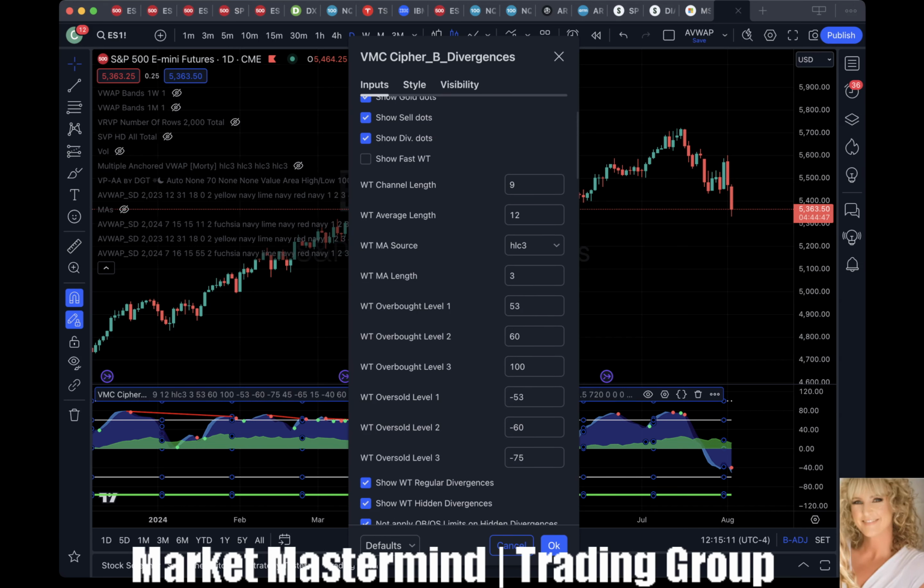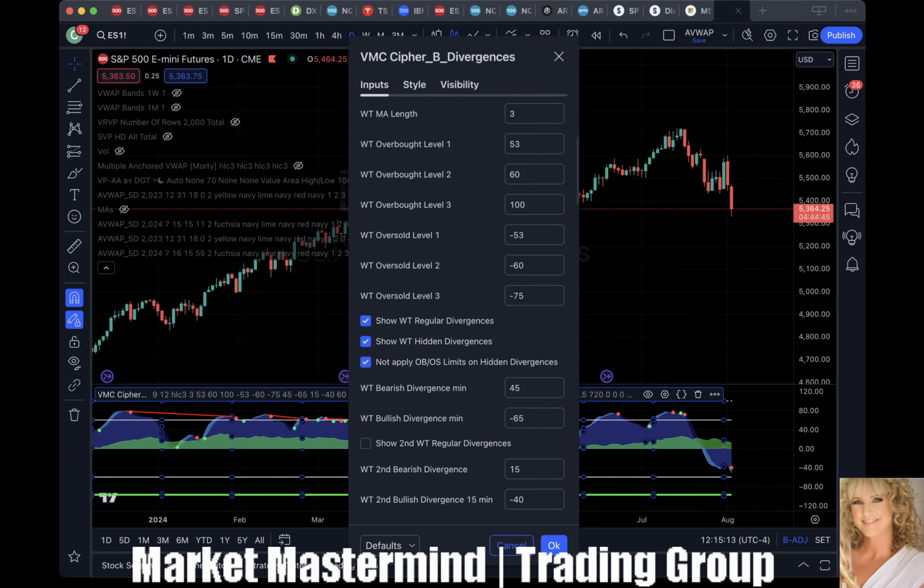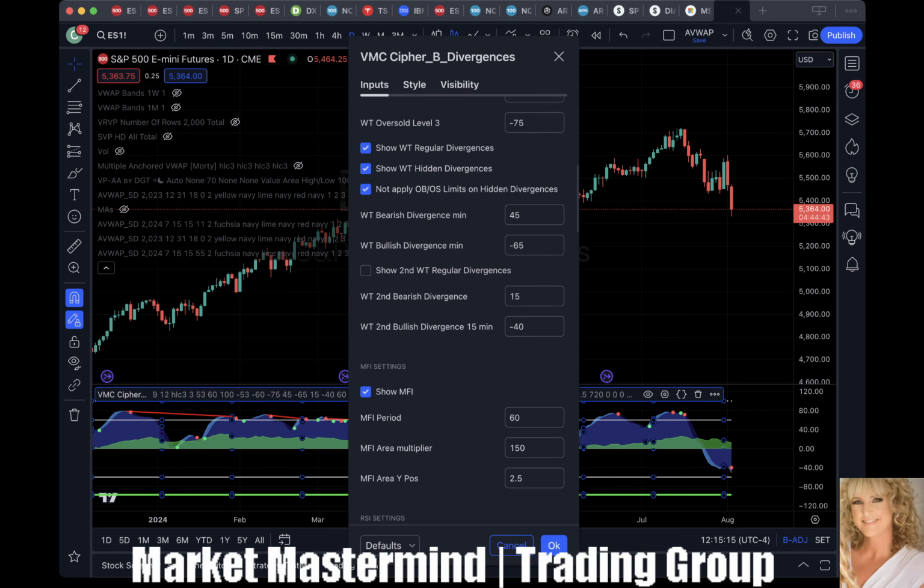All these numbers stay the same for the default. We want the WT regular divergences on. If I turn them off, that takes away these lines right here. So this is a divergence indicator. So this peak on the oscillator is higher than this peak where price is moving up. So it's identifying those divergences.